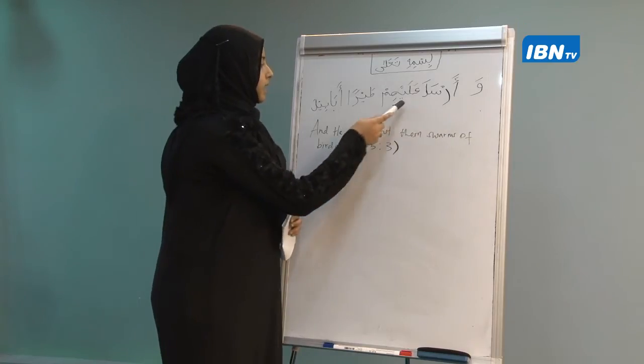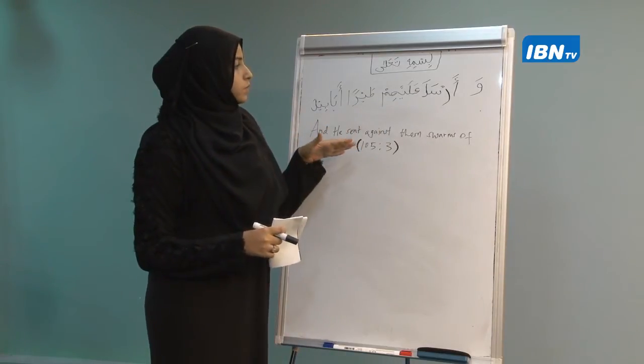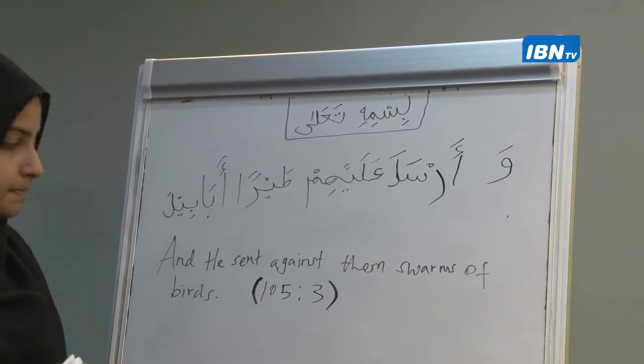Now, I want you to all open your Qur'ans to chapter 105, verse number 3. It says, Bismillahir Rahmanir Rahim, وَأَرْسَلَ عَلَيْهِمْ طَيْرًا أَبَابِيلَ. Okay? Now, I want you to look at the grammatical aspect of this verse.